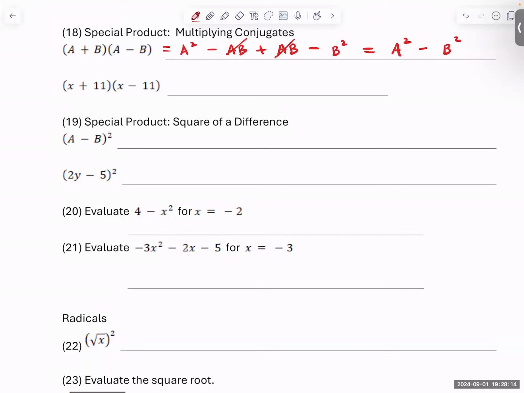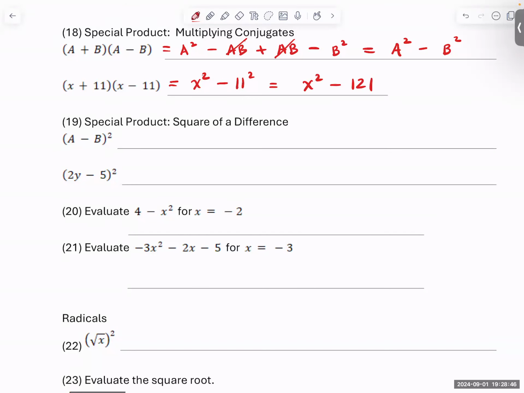So we only need to square the first term and square the second term to get a difference of two squares. So the exercise here is a product of conjugates, and therefore we don't have to do the full FOIL. We only have to square the first term and subtract the square of the second term, which gives x squared minus 121, a binomial difference of two squares.